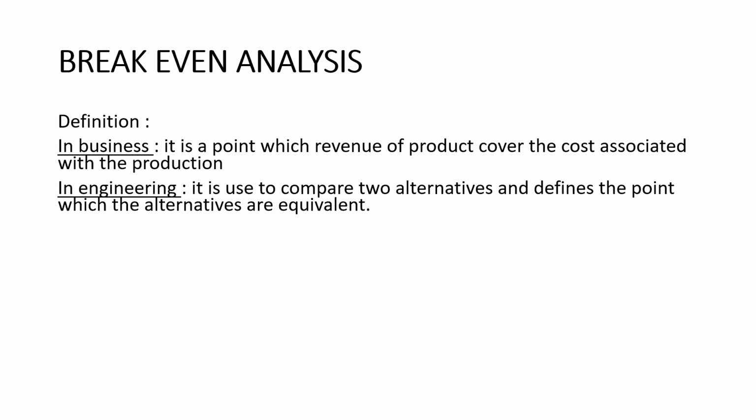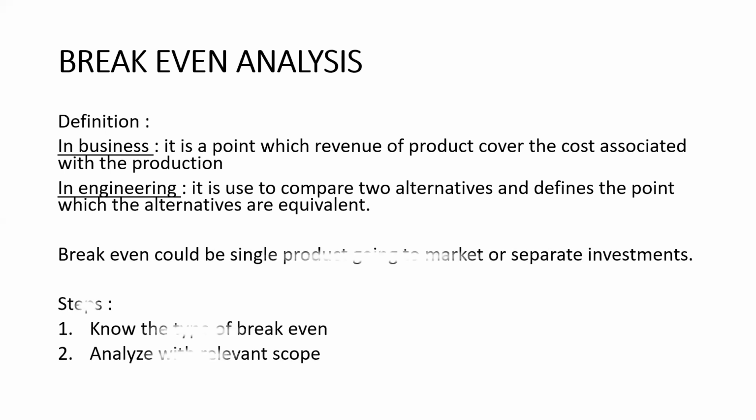So we'll look at the analysis together. We'll compare all outputs, we compare all inputs. Then we come to a conclusion by having an equivalent structure. So at that point, you can decide to give both companies the project to work on because you've been able to establish a break-even analysis before the start of the project. So break-even could be a single product going to market or separate investment. Now, single product was the cup I made as an example. Separate investment was the building I made as an example.